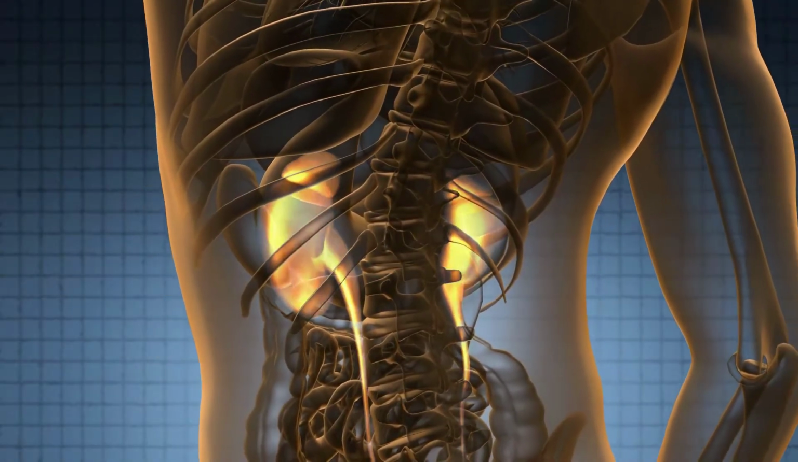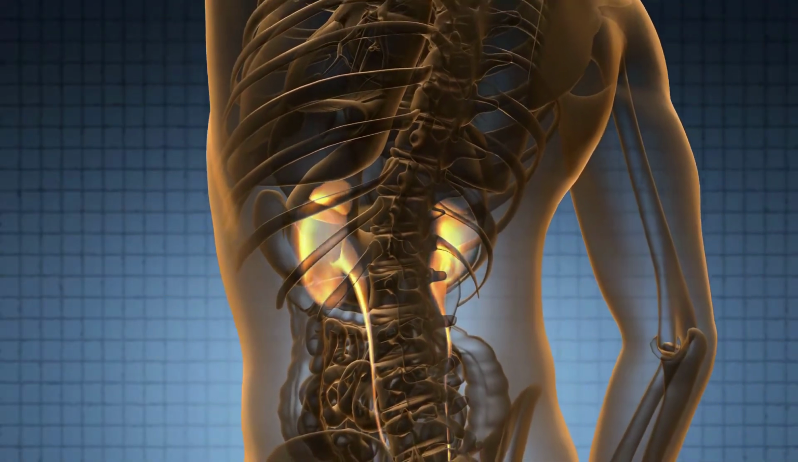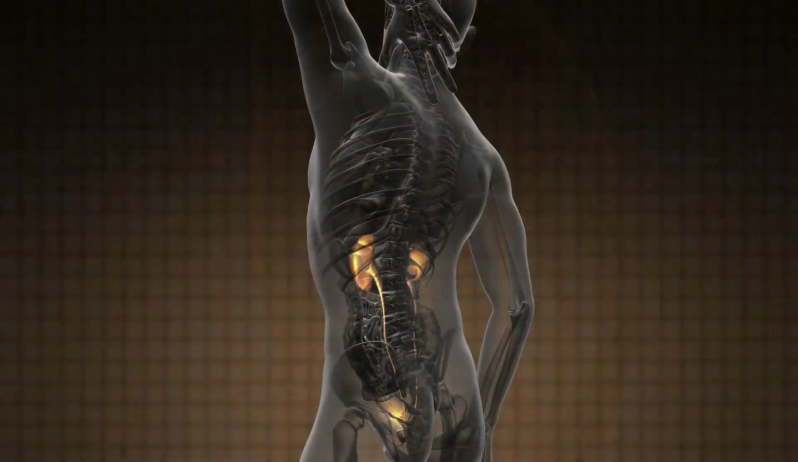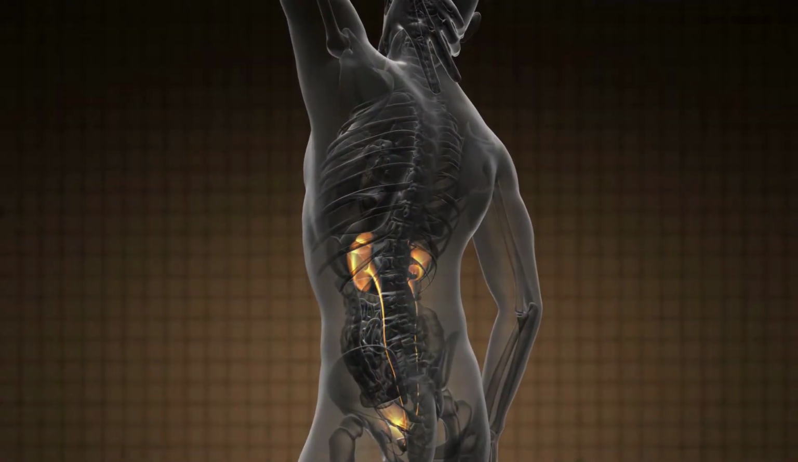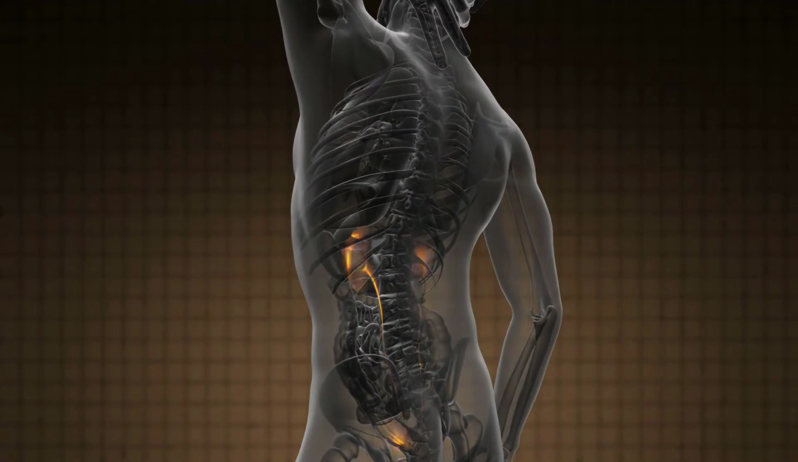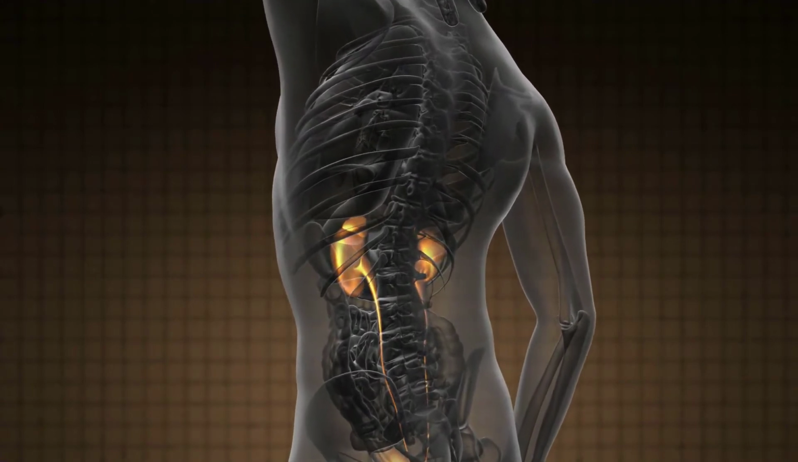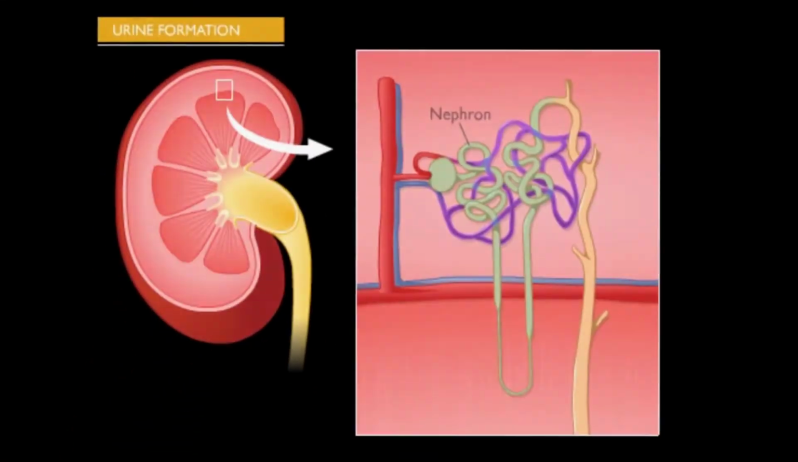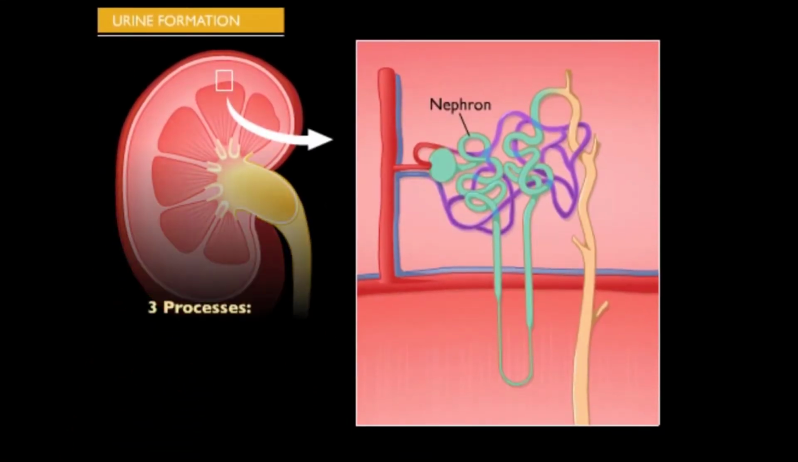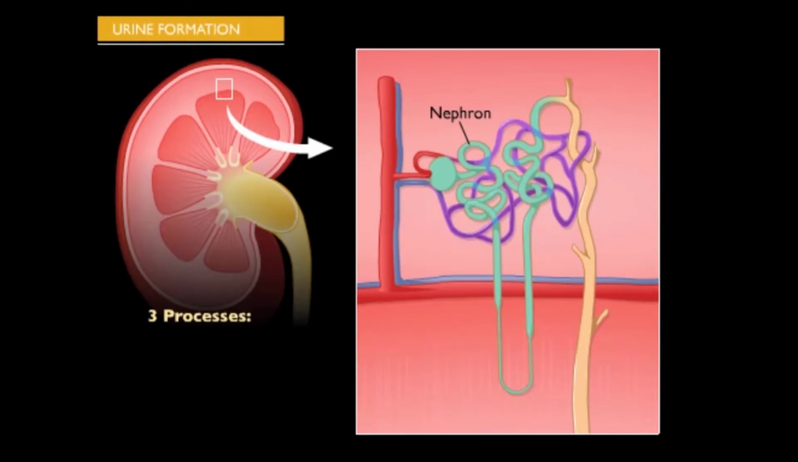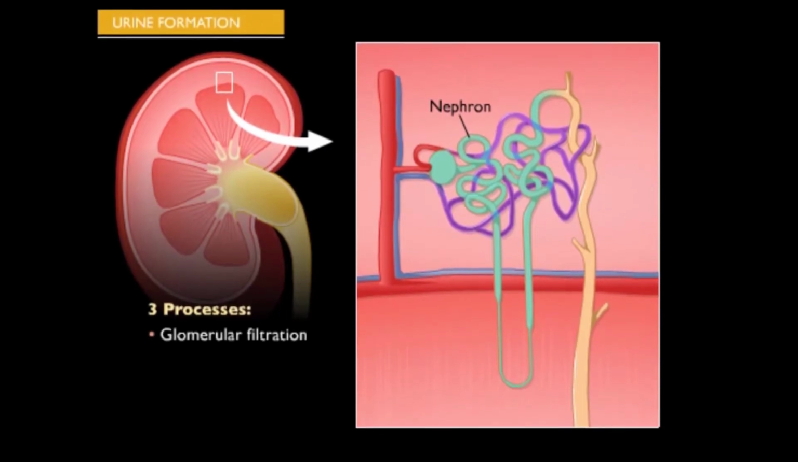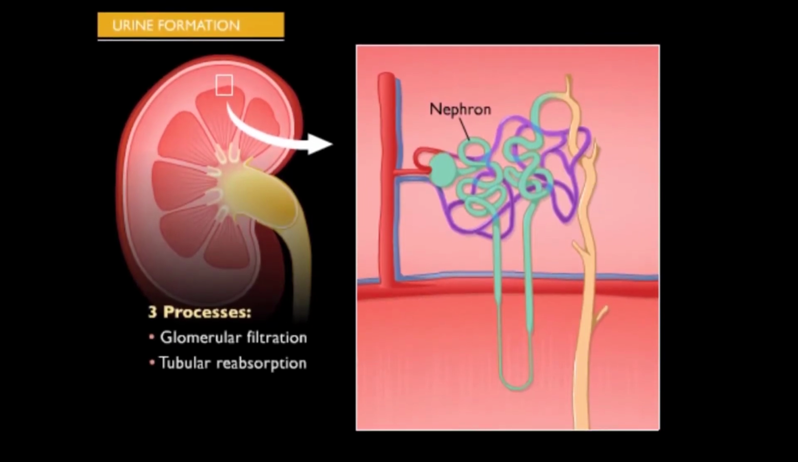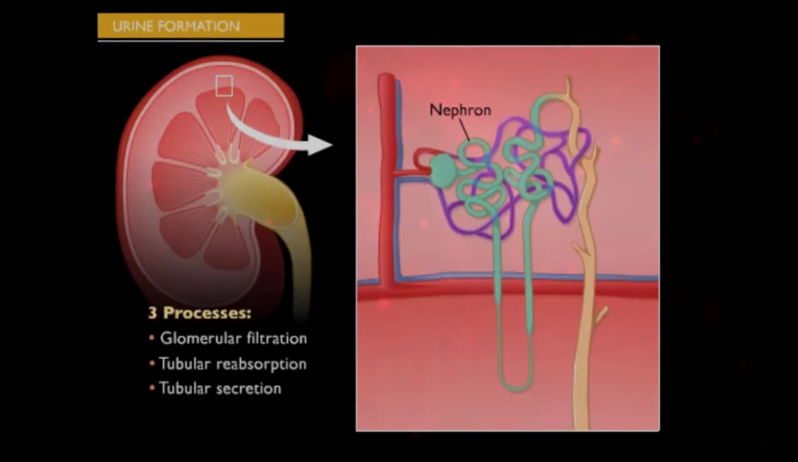The primary functions of the kidney are to filter blood and form urine. In doing so, the kidneys regulate fluid balance, electrolyte concentration, and pH by excreting unwanted fluid and substances as urine. Urine is formed in the nephron. 3 processes are involved in urine formation: glomerular filtration, tubular reabsorption, and tubular secretion.